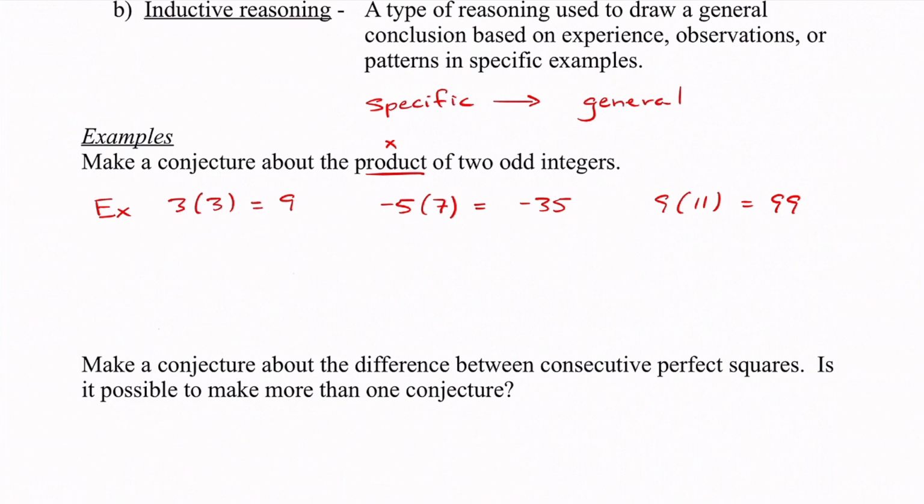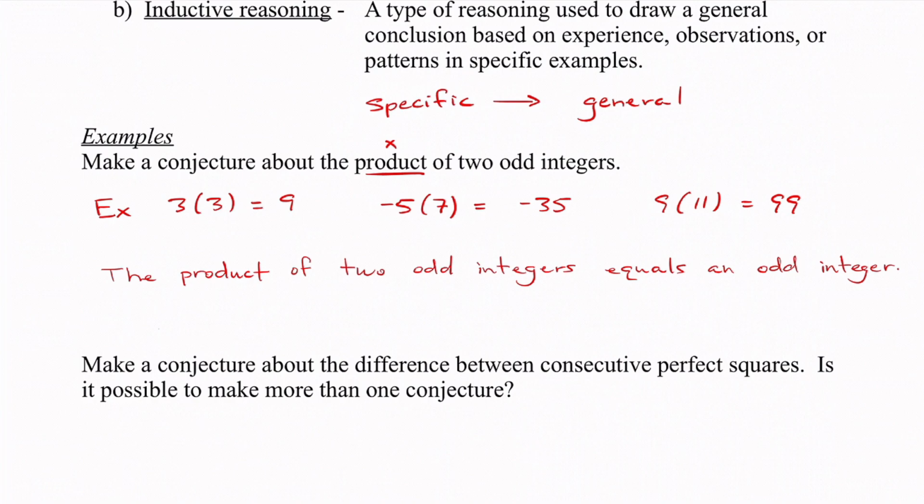Let's write that. The product of two odd integers equals an odd integer. Now this conjecture that we just came up with is not proven. We have only come up with it based off some examples, but it is not yet proven. To prove that, we need a different type of reasoning, and we're going to look at that in the next lesson. That is called deductive reasoning.